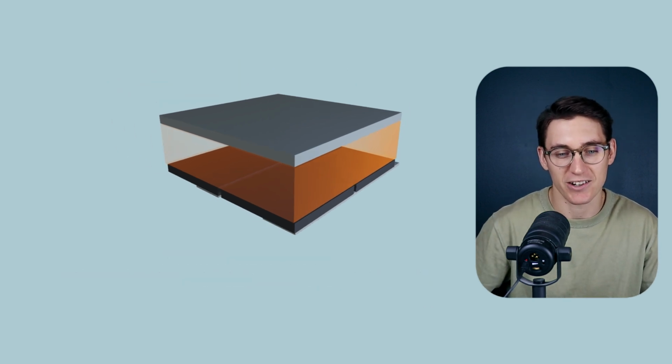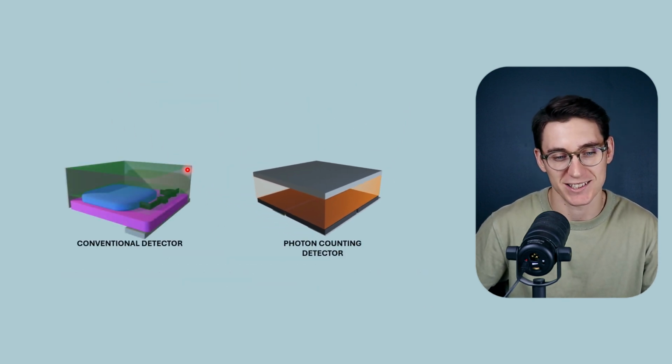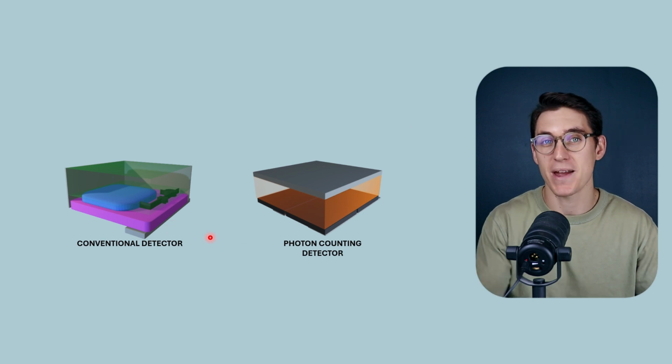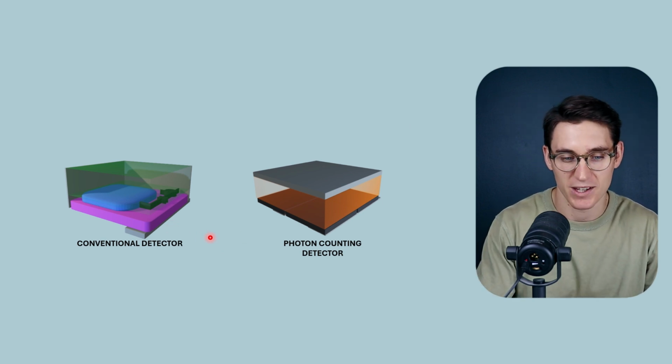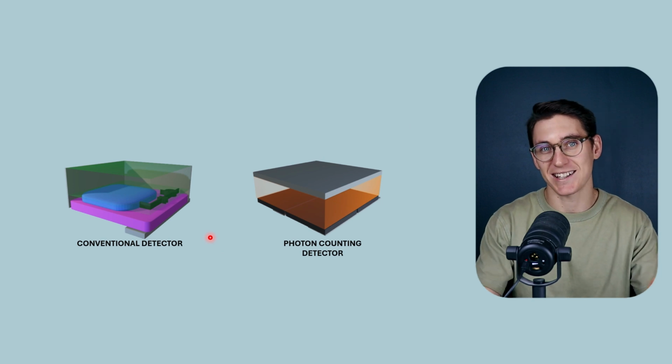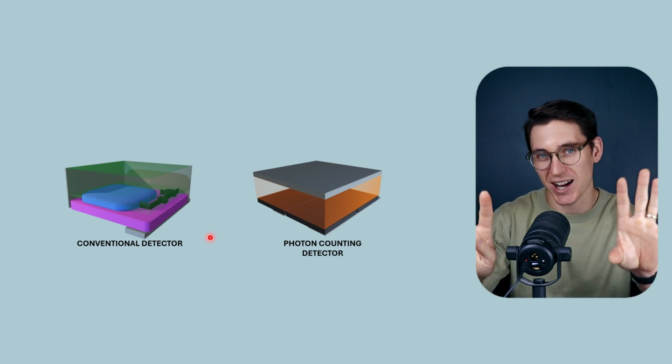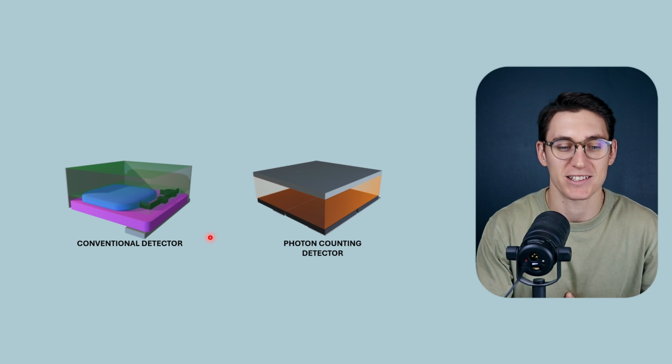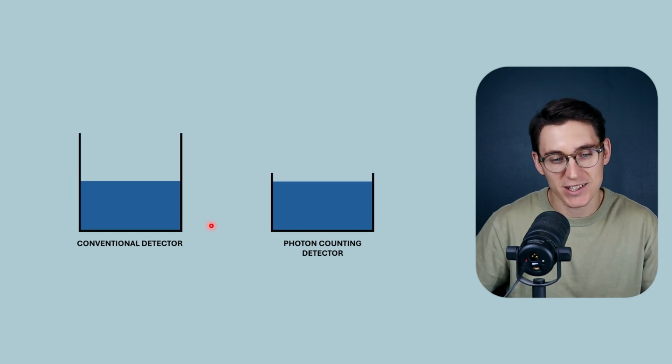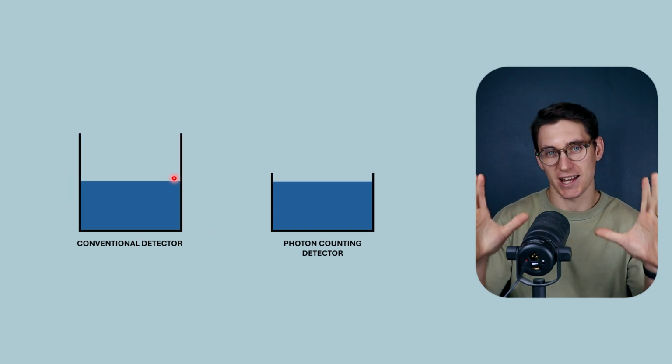So let's look at the diagrams that I've created for the two detectors. This is the conventional detector we're going to look at, and this is the photon counting detector. You can see they differ structurally, and they're going to differ in their mechanism for detecting X-rays. I want to start this talk by looking at an analogy to highlight the differences between the types of detectors.